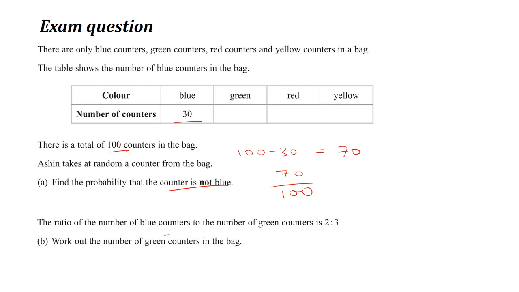And if the ratio of blue to green is 2 to 3, and if the number of blue is 30, then hopefully you can see that this number is 15 times more. So to get an equivalent ratio, we need 15 times more than 3, which is 45. 45 green counters in the bag.